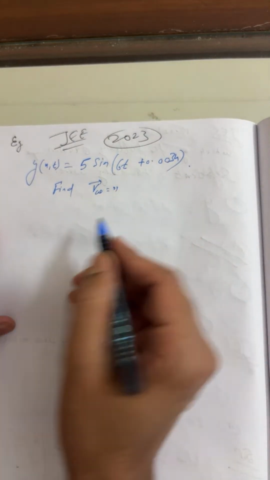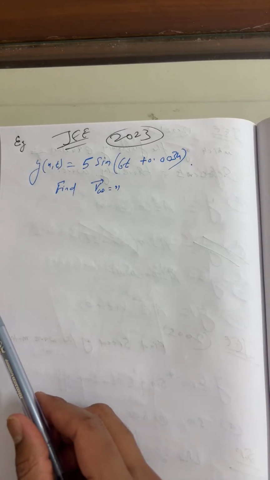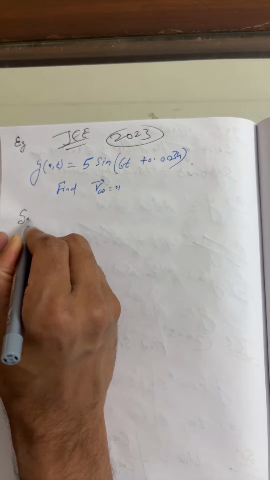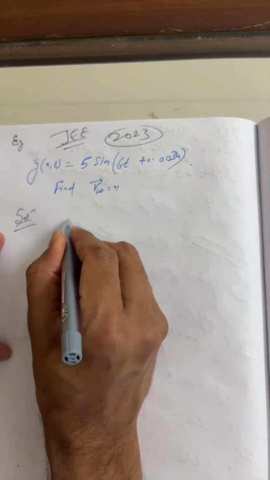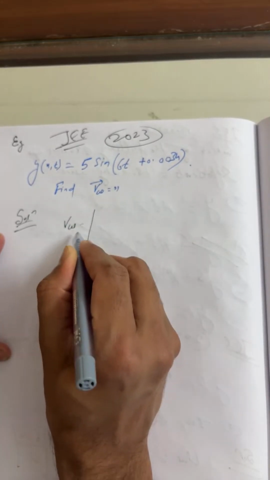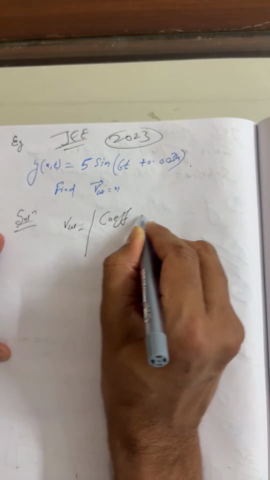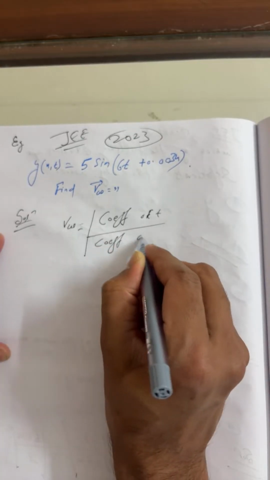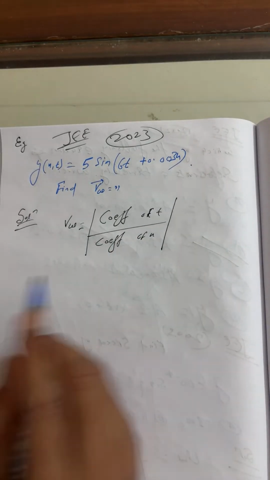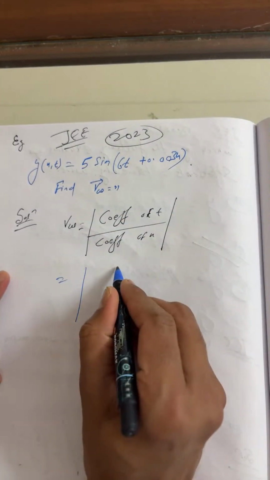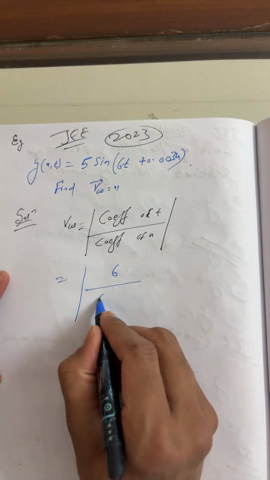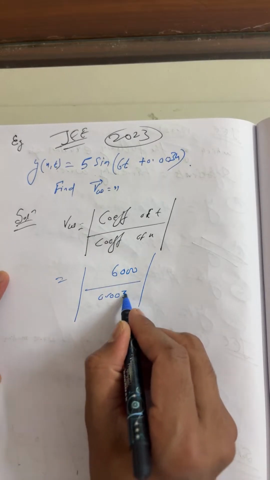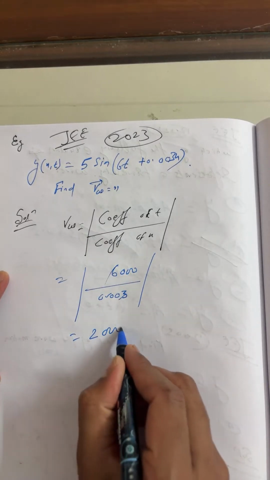Okay, fine. So simple. Yes, Sagar. So beta, here is the solution everyone. We can find the velocity of the wave. I hope all of you remember: the coefficient of t upon the coefficient of x. So this is 6 upon 0.003. Just replace here. There are three decimals. This is 2000.